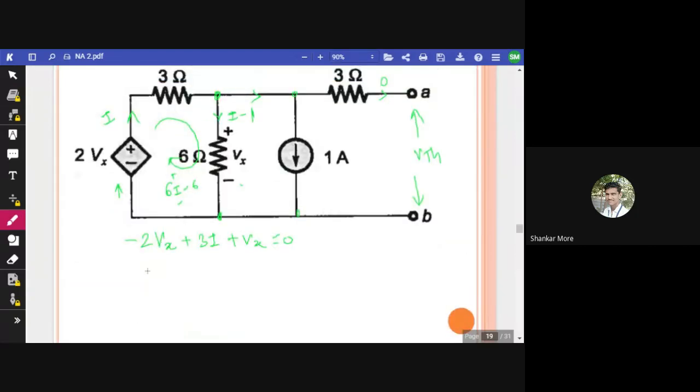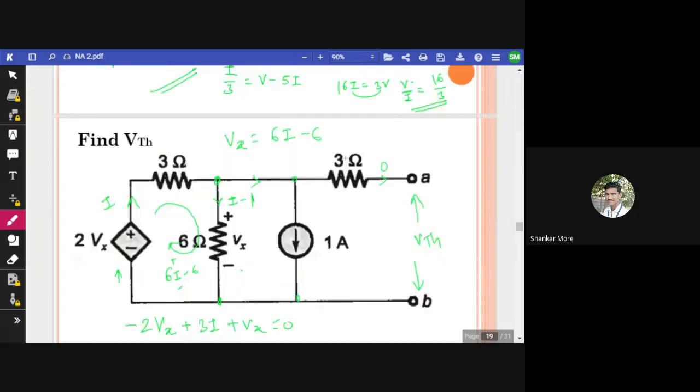ठीक है सो अभी Vx की वैल्यू क्या है? Vx की वैल्यू है 6I minus 6.